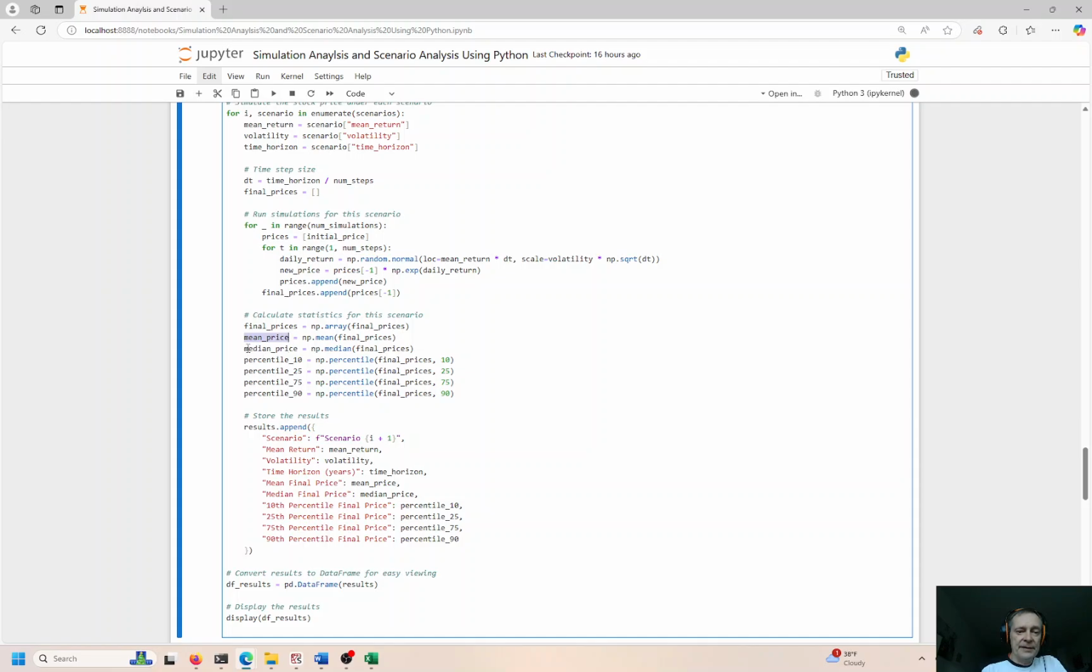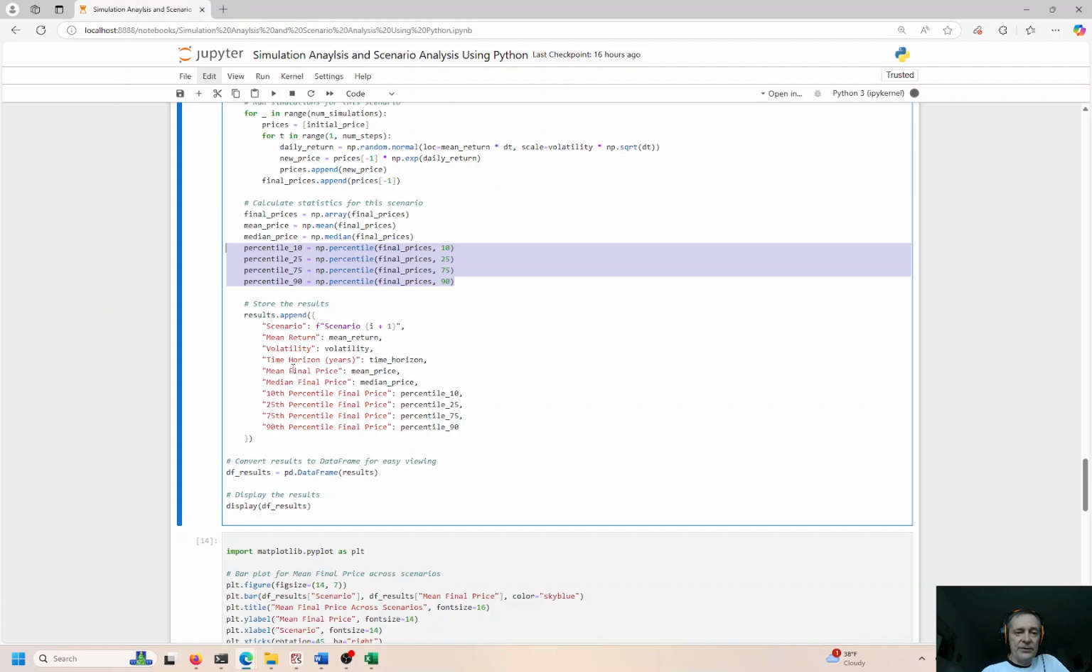Here's the mean price, median. Mean is the average, median is the middle, percentile is 10. Okay, so we're doing like percentile. We're using the NumPy percentile function here. 10, 25, 75, 90. It should be a little bit intuitive if you look closely at that, right? And then we're going to push everything into a data frame.